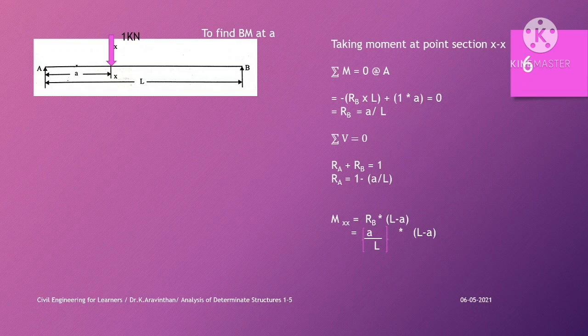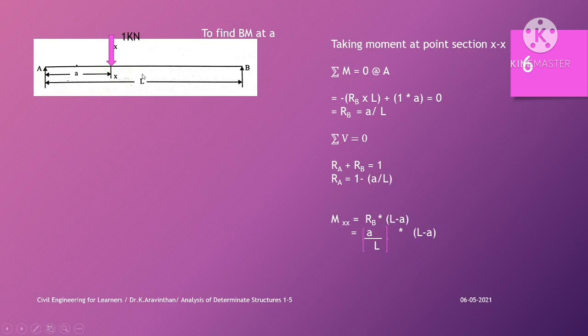If you want to find the bending moment at the point A, what you have to place? You have to place a unit load at the section. So you are interested in finding the bending moment at the section XX. So apply a 1 kilonewton load. Now you can find the influence line diagram of the simply supported beam.